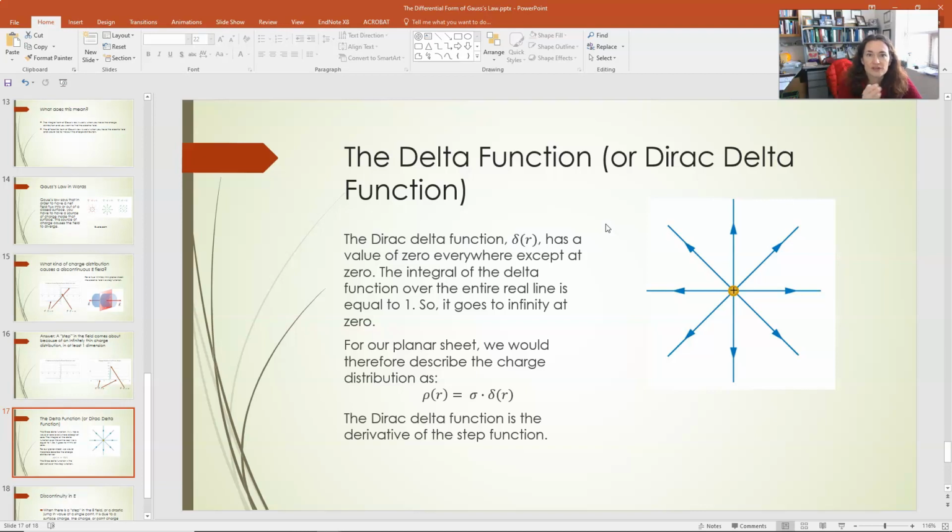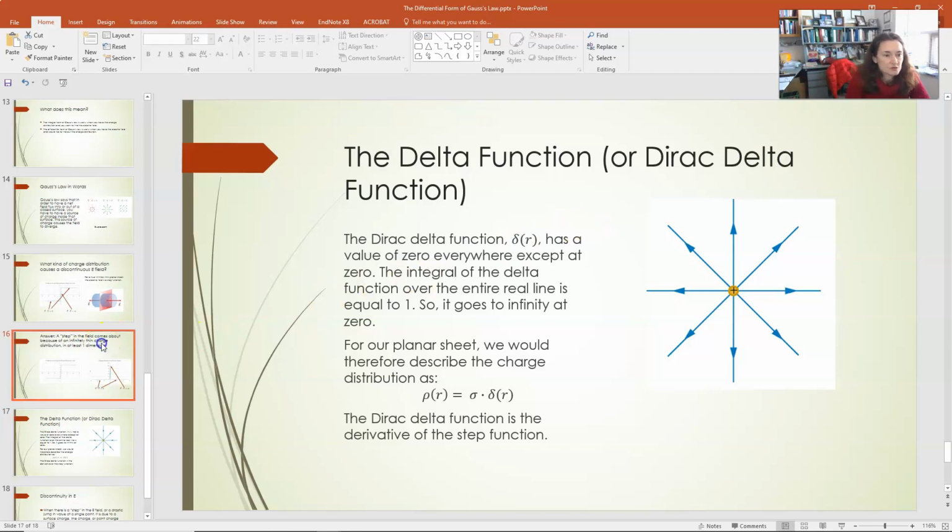Now, in order for the integral of a function to go to 1 when its value is 0 everywhere except at a point, that means that at the point it must be basically infinity, right? So what we could do is write the charge distribution of our planar sheet, and we might say that it's sigma times delta of r, right? The value of the charge density, the surface charge density, and then times delta of r at that point, okay?